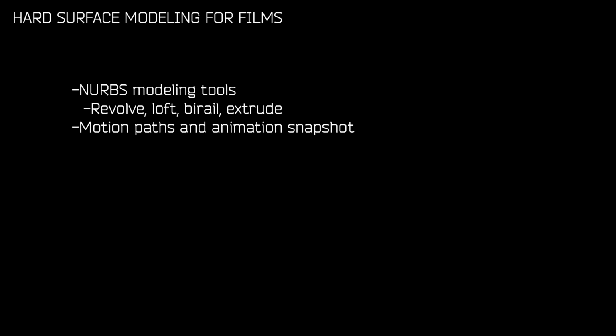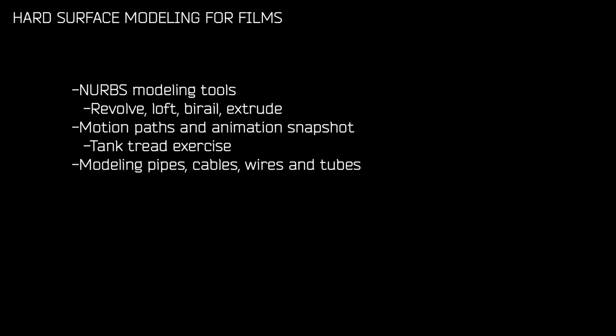This week we're going to go over some modeling techniques using NURBS curves, including the revolve, loft, bi-rail, and extrude tools. Next we'll use NURBS curves to set up motion paths and use animation snapshot to create a tank tread. We'll go over various techniques for modeling pipes, cables, wires, and tubes, and add that final level of detail to our models. We'll also learn to use Maya's wire deformer. Let's get started.